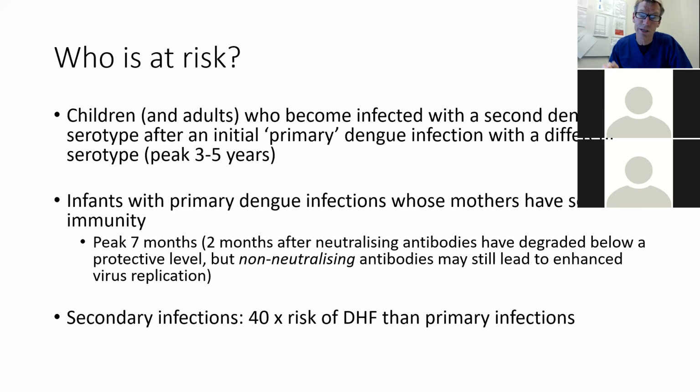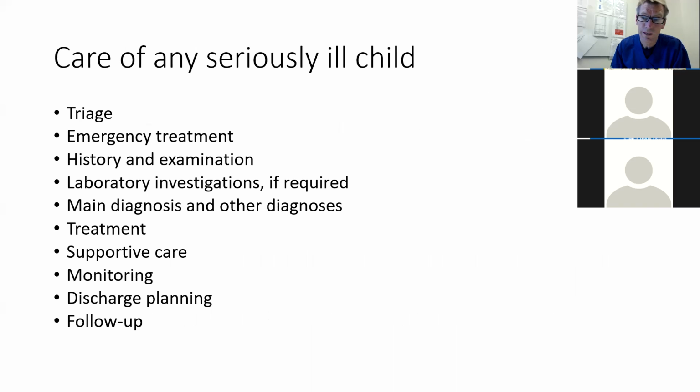So all those protective antibodies will be gone, but there may be some non-neutralizing antibodies to dengue that can enhance the viral replication. And that's why infants in the second 6 months of life are likely to have a worse bout of dengue, or older children who've had a second episode of dengue. And as I said, the enhancement of viral replication is somewhere between 40 and 100 times, 100-fold, if you've had a previous dengue infection. So how do we look after patients with dengue?